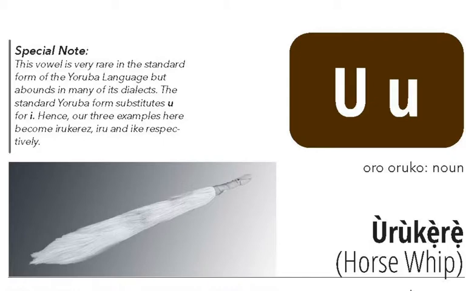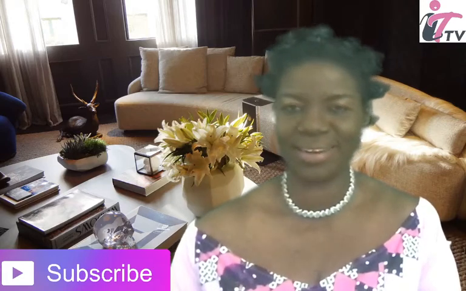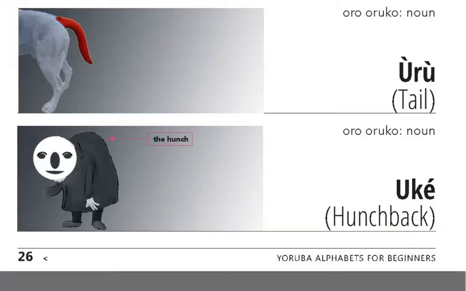I don't know if there is anyone out there, because I made my researches. There is no word in Yoruba that has U as the alphabet that starts it. Now, what we have is dialects in Yoruba. So U is usually substituted for I in dialect. In my dialect, for instance, we say uru, while in mainstream Yoruba we say iru.